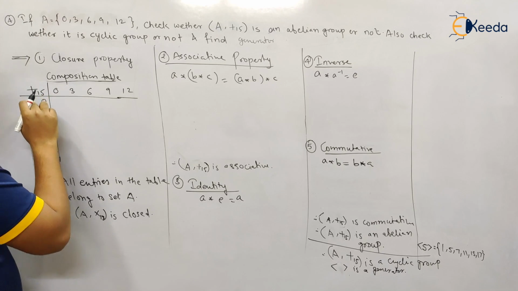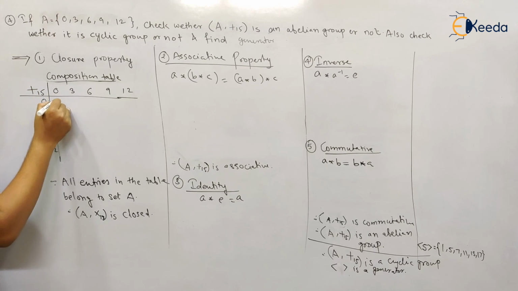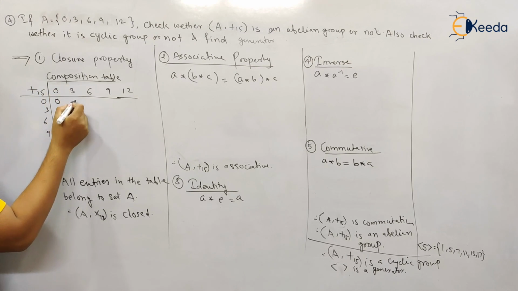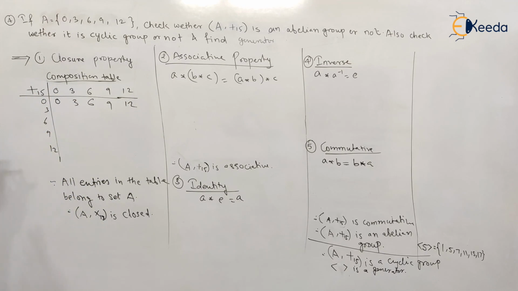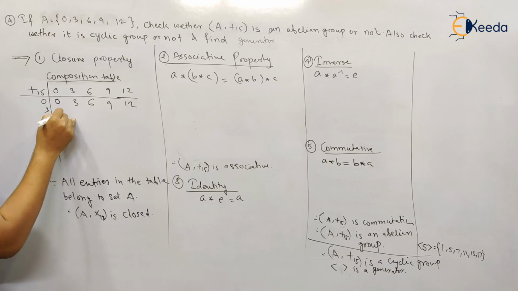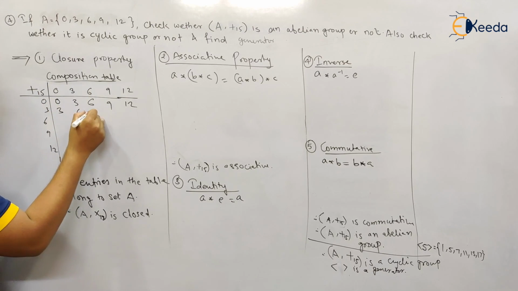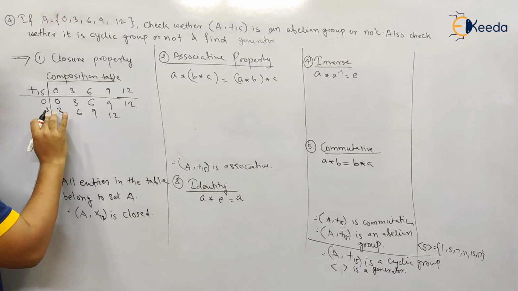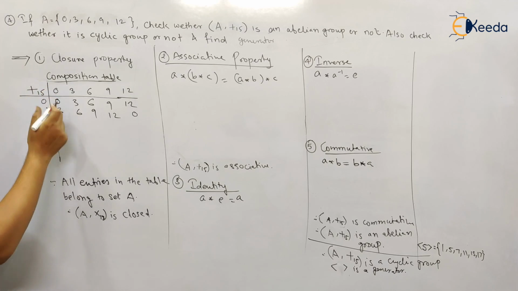Plus 15 means you just add and divide by 15, and write the remainder. So 0 plus 0 is 0, remainder 0. 0 plus 3, 6, 9, 12, because the number is less than 15. This calculation you can do orally. Please don't take your calculator out. 3 plus 0 is 3, less than 15, that is the remainder. 6 is 6. 3 and 6, 9. 3 and 9, 12. 3 plus 12 is 15, divided by 15, the remainder is 0.